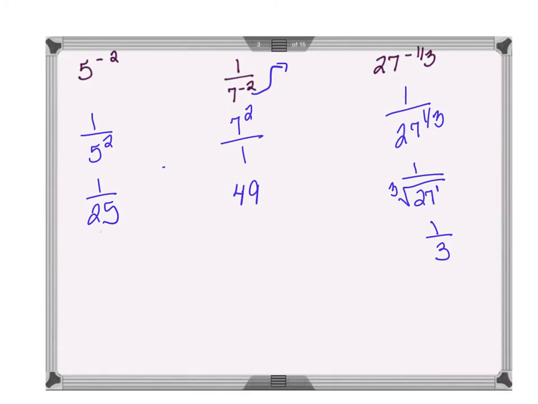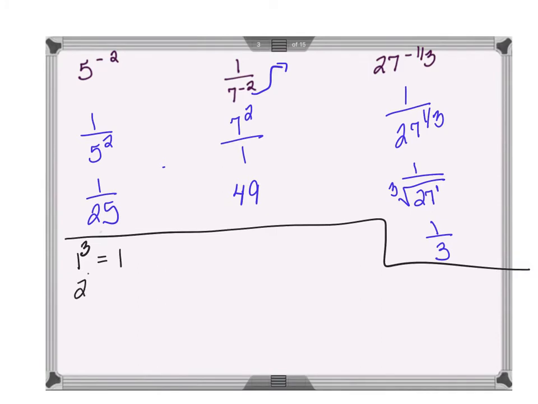Okay, now we've talked quite a bit about the squares, but let's take a second to make sure we know what some of our cubes are. If I've got 1 cubed, that's going to be 1. 2 cubed is going to be 8. That's 2 times 2 times 2. 3 cubed means 3 times 3 times 3. That's 27.